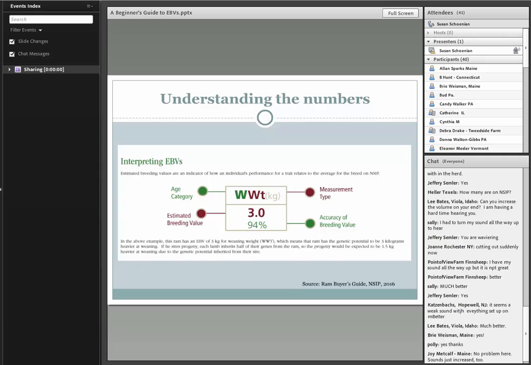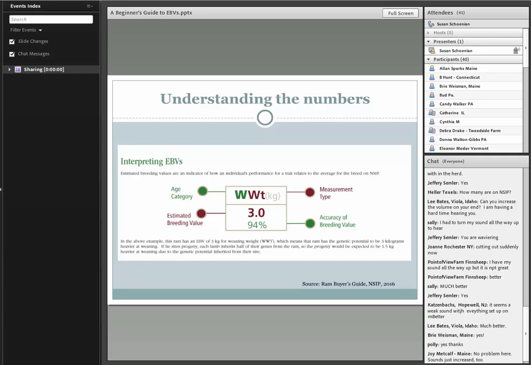EBVs are numbers. For those of you who like math, who like statistics, who like numbers, this could become like a religion for you. It's really interesting to get this information, to make purchasing and selection decisions on it. So there are different things that you have to interpret when you look at an EBV.